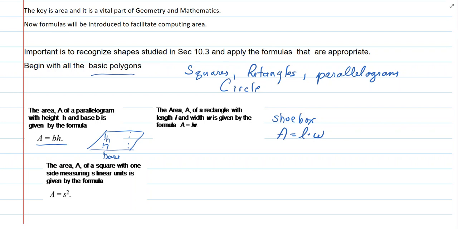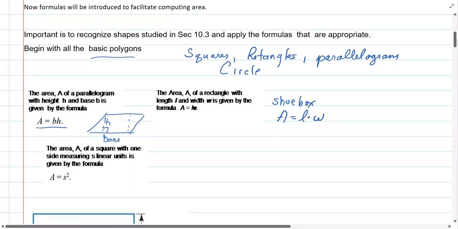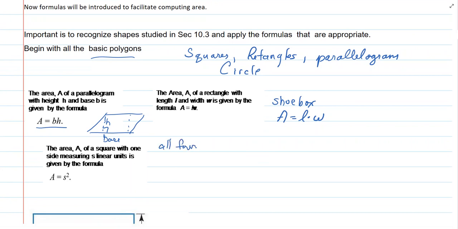And then we have the one of the square. And the square has, recall, all four sides of a square equal. So we can say then its area is side squared.